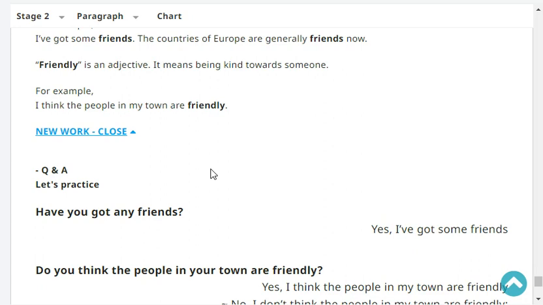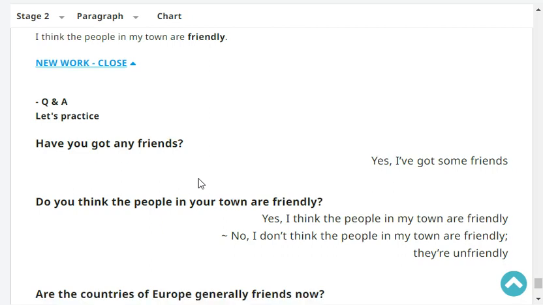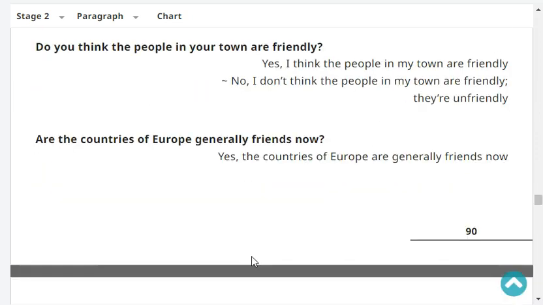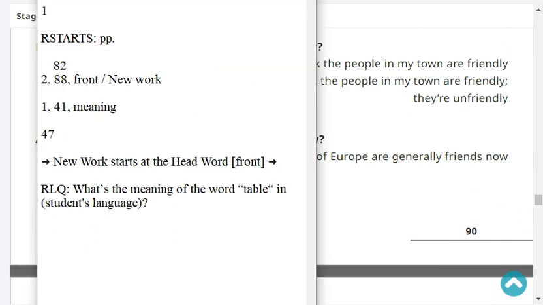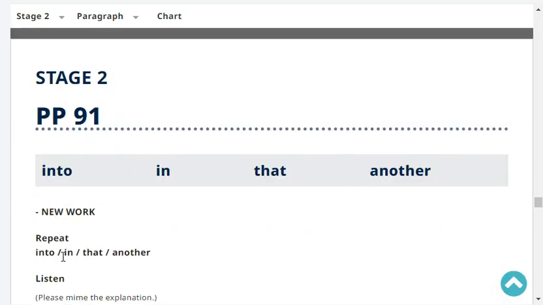Let's practice. Have you got any friends? Yes, I've got some friends. Very good. Many friends or some friends is correct. Do you think the people in your town are friendly? Yes, I think the people in my town are friendly. Very good. Are the countries of Europe generally friends now? Yes, the countries of Europe are generally friends now. Very good.